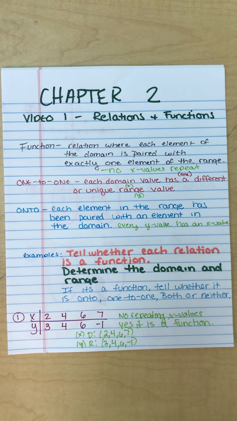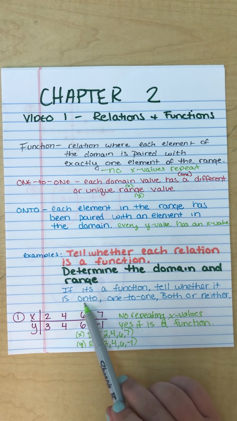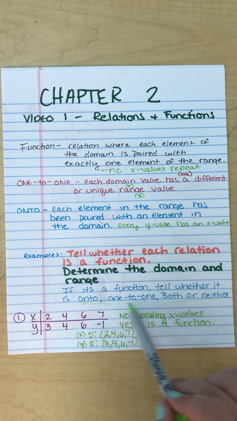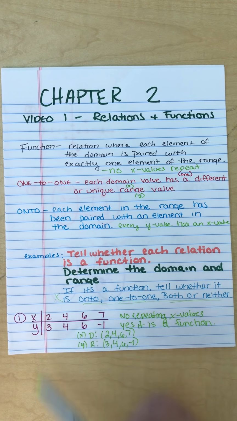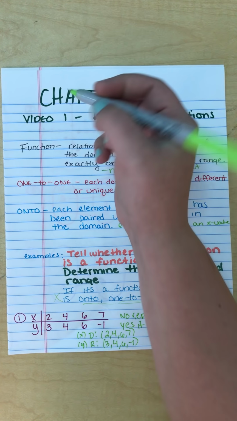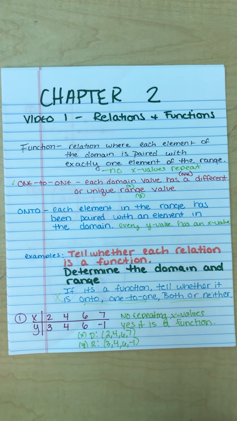Okay, and then tell whether it is onto, one-to-one, both, or neither. Again, we're doing this because it is a function. If it wasn't a function, we would have skipped this part. So does every x value have a different y value? 2 only has the 3. Nothing else has a 3. Nothing else has a 4, nothing else has a 6, nothing else has a 7, or a -1, sorry. So every x value has a unique or different y value. So that makes it one-to-one.